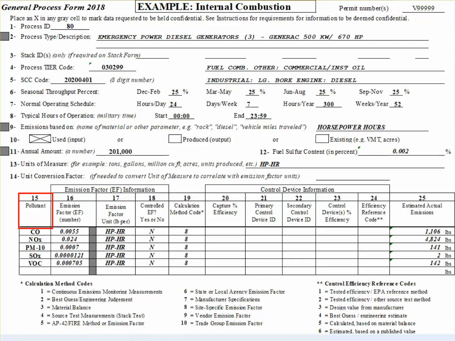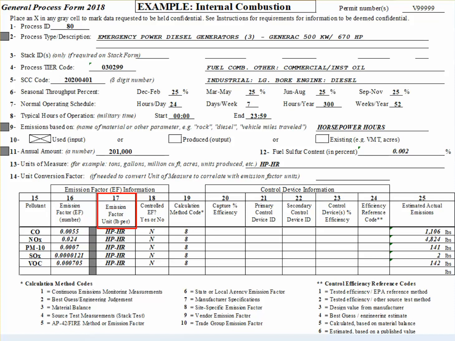Pollutant is the symbol for the type of pollutant used in the process. In this example, combustion produces all 5 pollutants. Emissions factor is the numerical value that is used to convert the throughput amount, after multiplying by a conversion factor if needed, into a quantity of pollution prior to any consideration of control device pollution reduction. In this example, the emergency generators ran for 201,000 horsepower hours with an emissions factor of 0.0055 pounds per horsepower hour of carbon monoxide to yield 1,106 pounds of carbon monoxide.